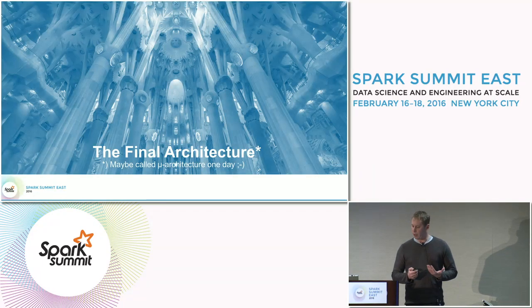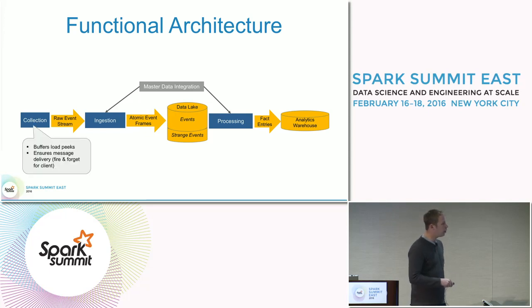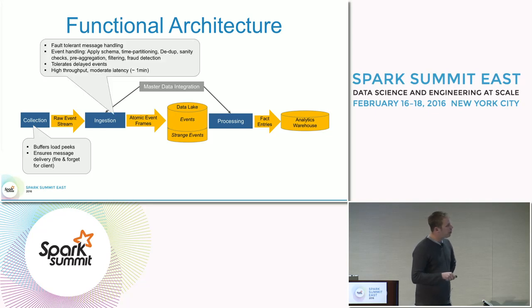So what was the final architecture we found? Let's get one step apart and have a look at the functional architecture, the functional building blocks of our solution. Along the way, we have a collection building block. It buffers load peaks and ensures message delivery. It accepts messages and ensures their delivery to the upcoming process. And the client can fire and forget events. It produces a raw event stream into the ingestion.